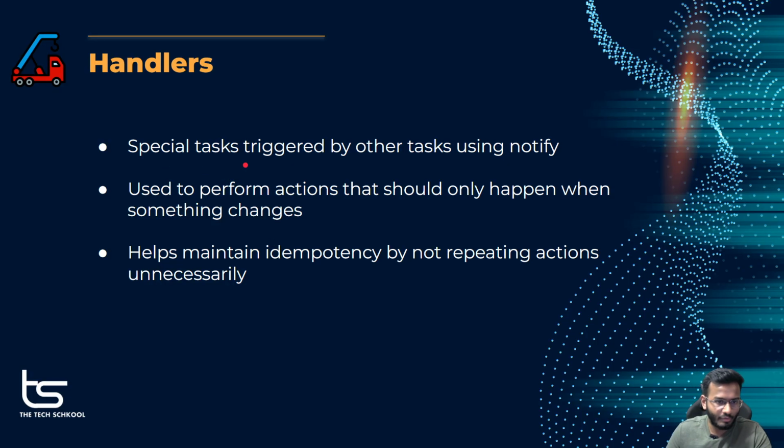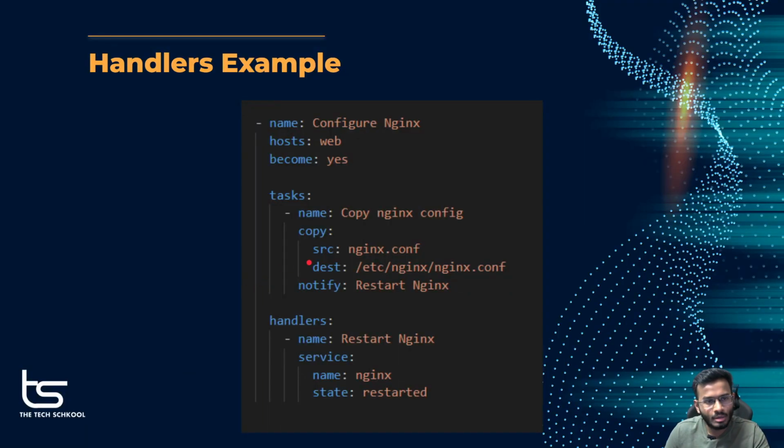You can see what I have mentioned, that these are special tasks triggered by another task using notify. They are used to perform actions that should only happen when something changes. For example, if there is no change in the previous task, then that task should not be performed. That helps us maintain idempotency, because we don't need to repeat our actions or unnecessarily increase our code. So handlers come in very handy. Let's immediately move on to an example, so you will get the concept immediately and have it clear in your mind.